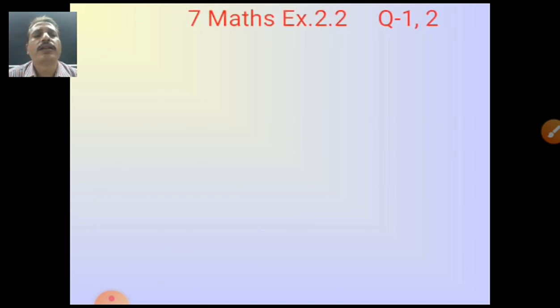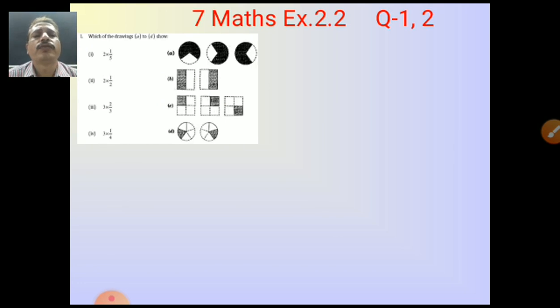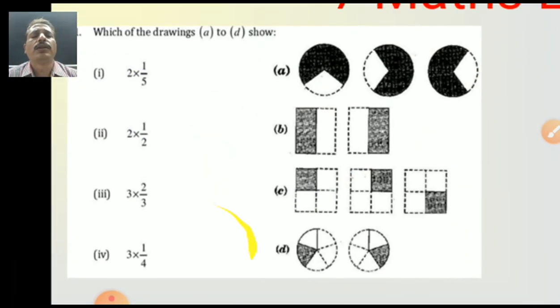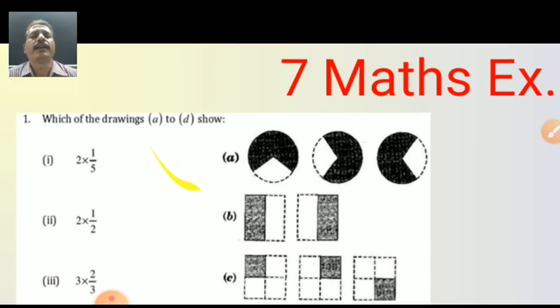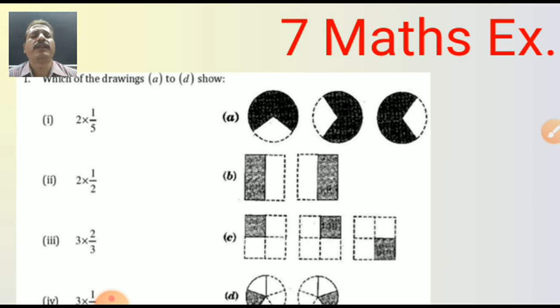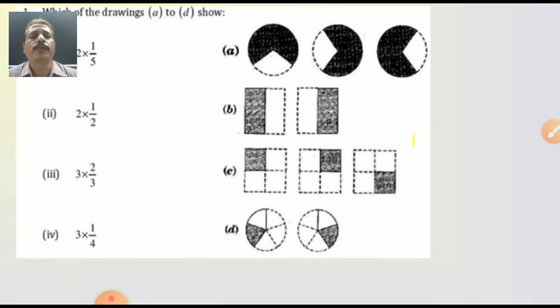Yes, my dear students, now exercise 1, questions number 1 and 2 are here. See, the question is given with a colorful picture: the left side A and the right side B. That means the A part has the numbers 1, 2, 3, 4 and the B part has small a, b, c, d. 2 and 1 upon 5. You have to check which picture is divided into 5 parts. Yes, my dear students, you found it's D. So in front of 1, D is the answer.